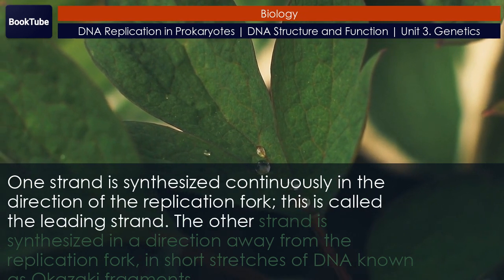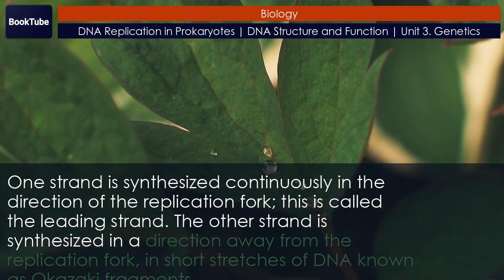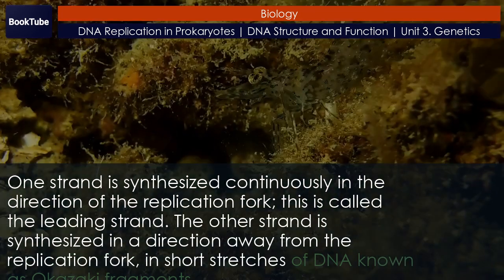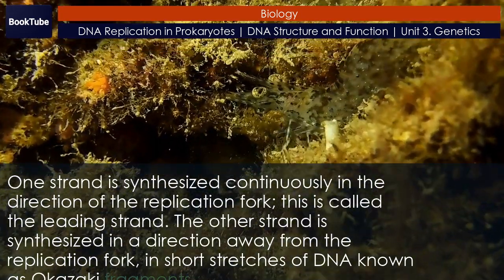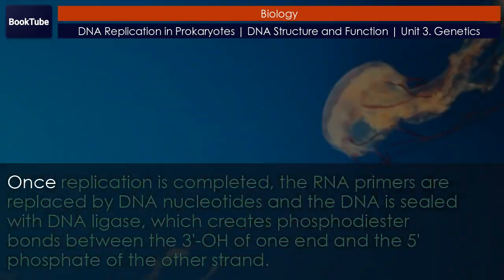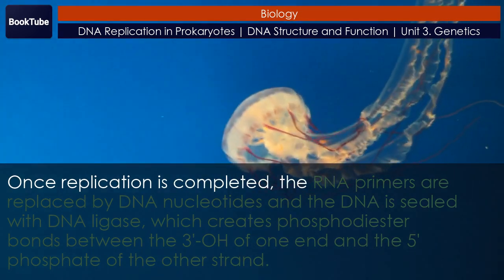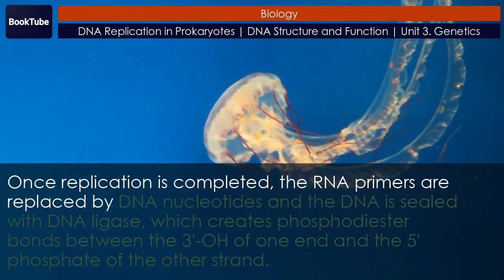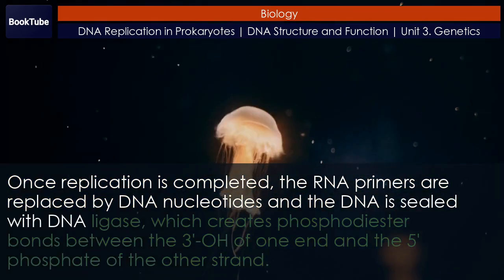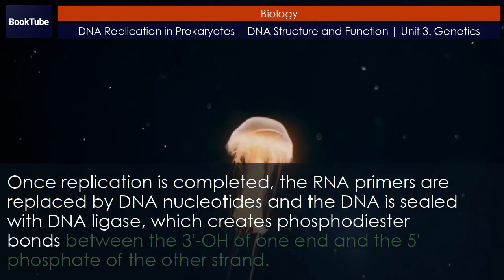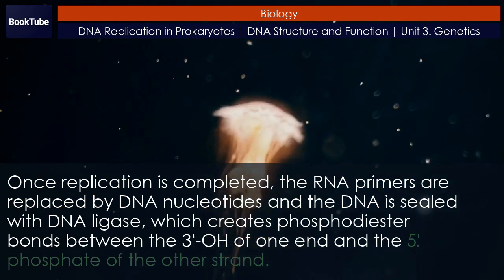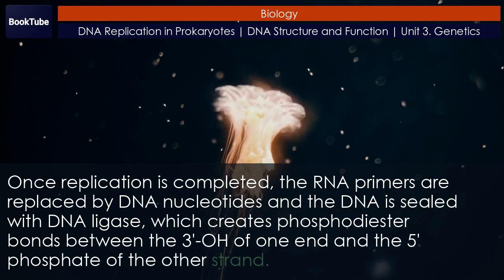The other strand is synthesized in a direction away from the replication fork, in short stretches of DNA known as Okazaki fragments. This strand is known as the lagging strand. Once replication is completed, the RNA primers are replaced by DNA nucleotides and the DNA is sealed with DNA ligase, which creates phosphodiester bonds between the 3' of one end and the 5' phosphate of the other strand.